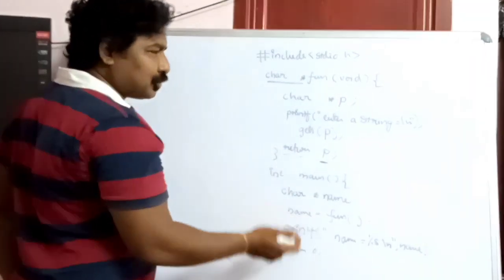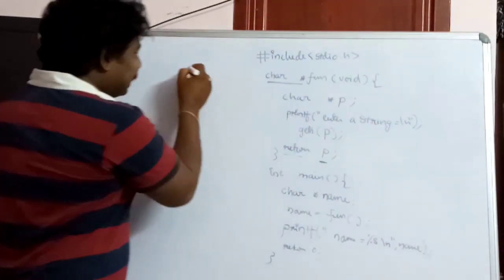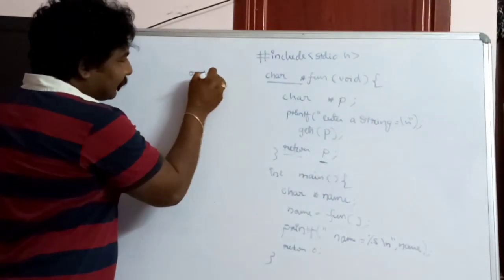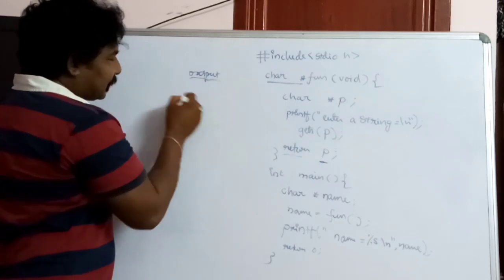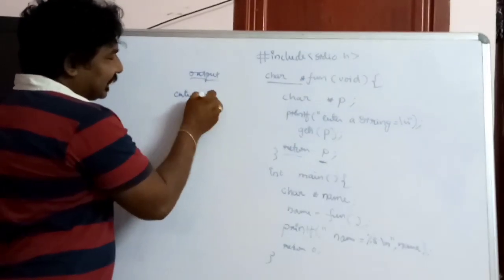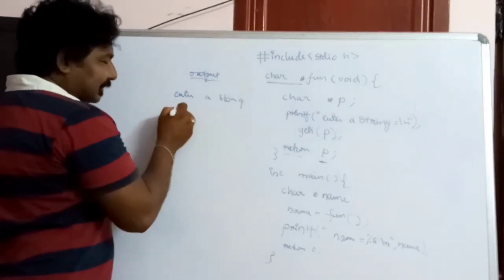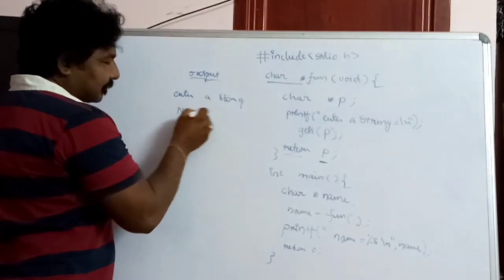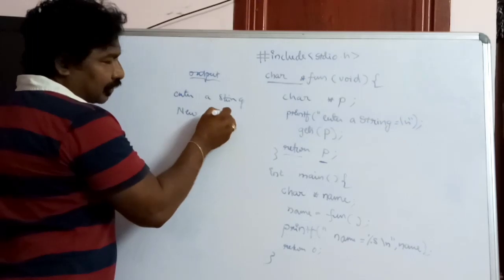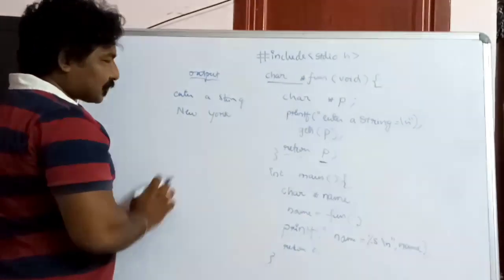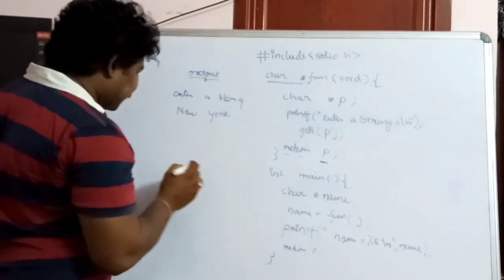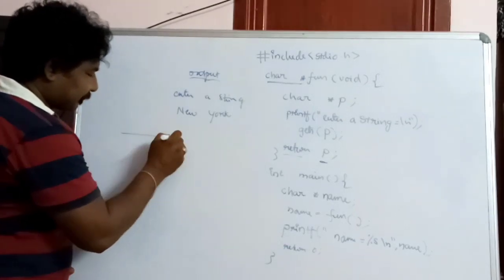Okay, so what is the output? So the output will be something like this. You are asked to enter a string. Okay, so what happens? I will enter a string called New York like this. New York.